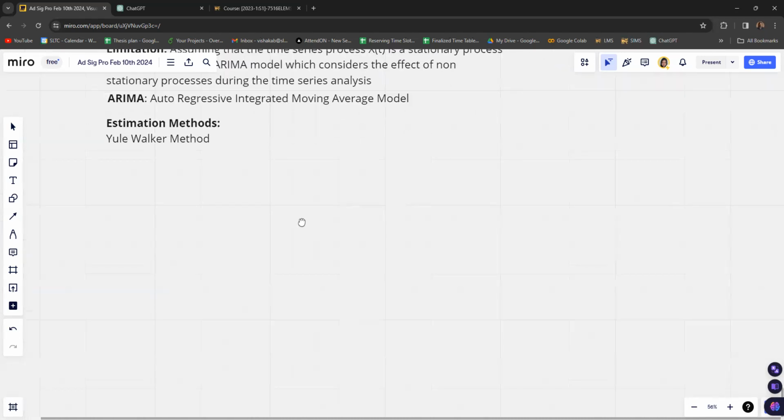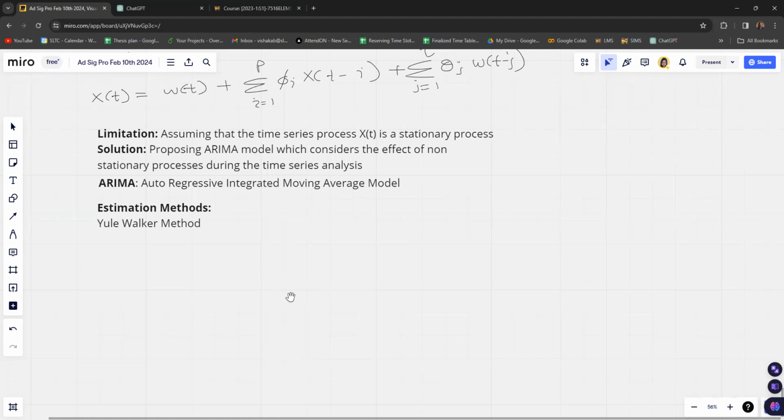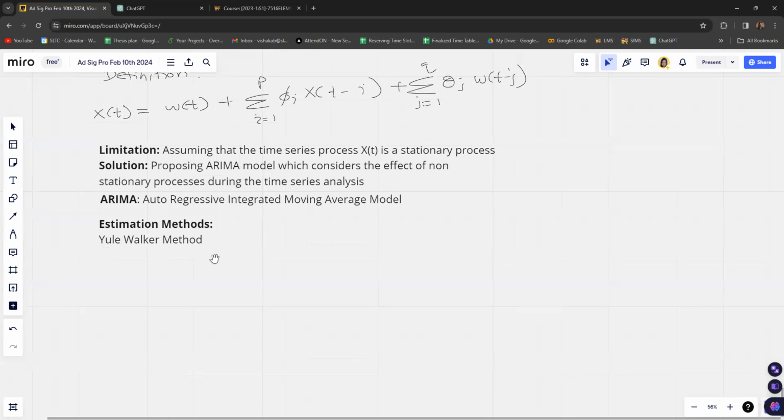So I will explain that using some derivations, and I will use something called the Yule-Walker method, which we use to estimate parameters of these kinds of ARMA processes. This Yule-Walker method can be used to estimate unknown parameters in the ARMA models, and also to predict optimal filter coefficients for ARMA processes.